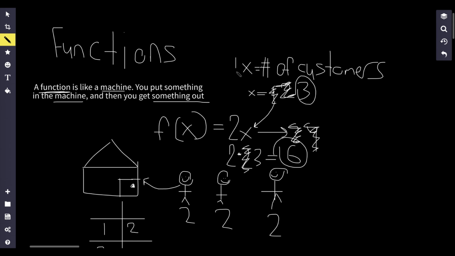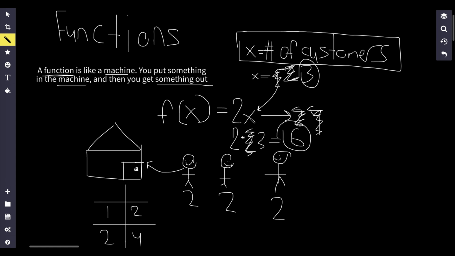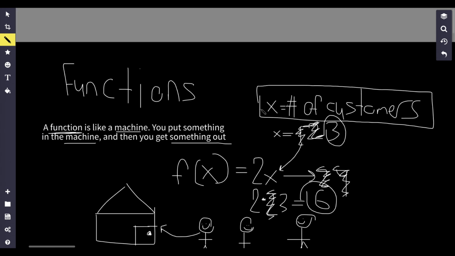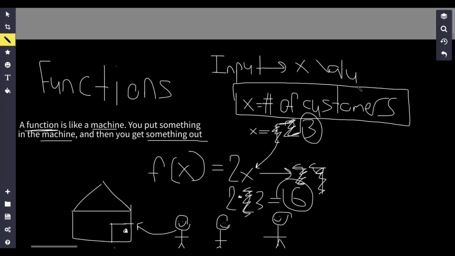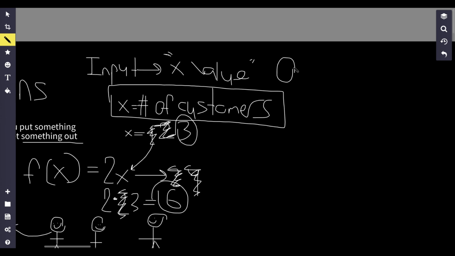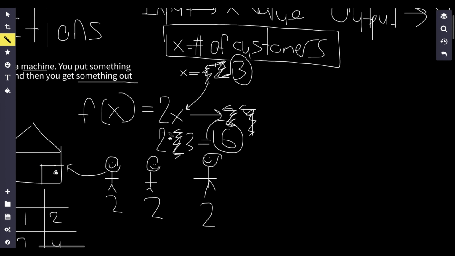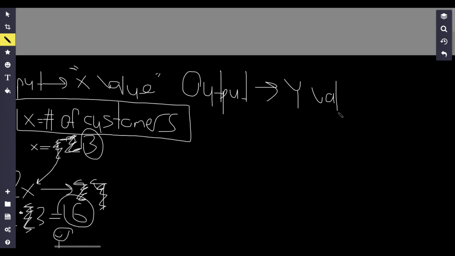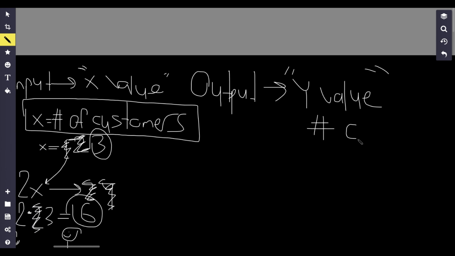You have an input. In this case, my input represents the amount of customers I have. I plug that input into my function, and I get some output that represents something else. In this case, my input, aka my x value, is just the number of customers coming into my restaurant. And my output, aka my y value, what I get out of this function, is just going to be the amount of cookies I need.